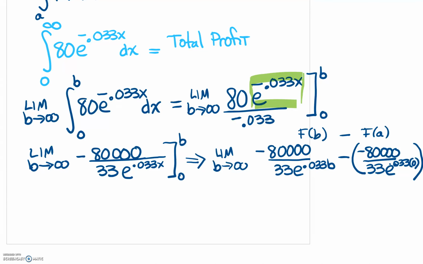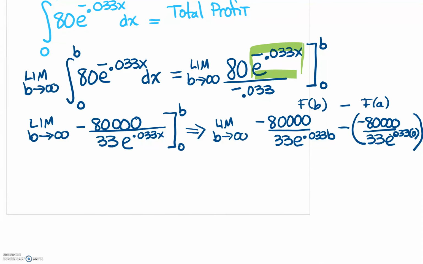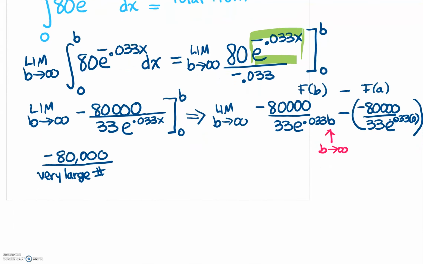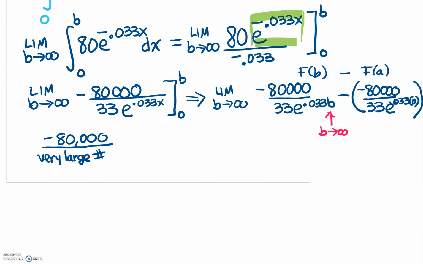Now, I can't plug in infinity, so I am going to eventually do the limit, and we're going to let this b go to infinity. What's going to happen there is when b becomes a very large number, e to that very large exponent becomes even larger, and then multiplied by 33 is even larger. So what you end up with is negative 80,000 divided by a very large number, and I mean really, really large. So essentially it goes to 0. So this part becomes 0.